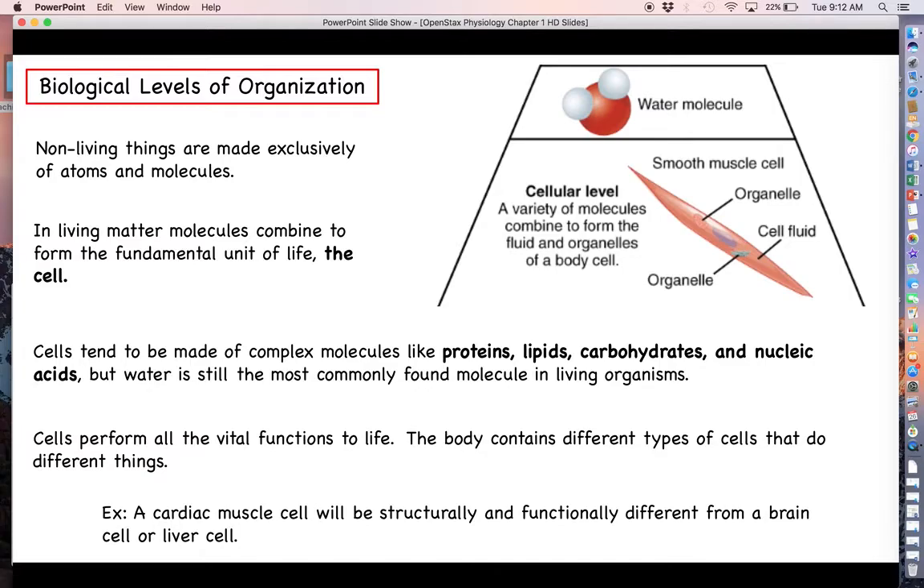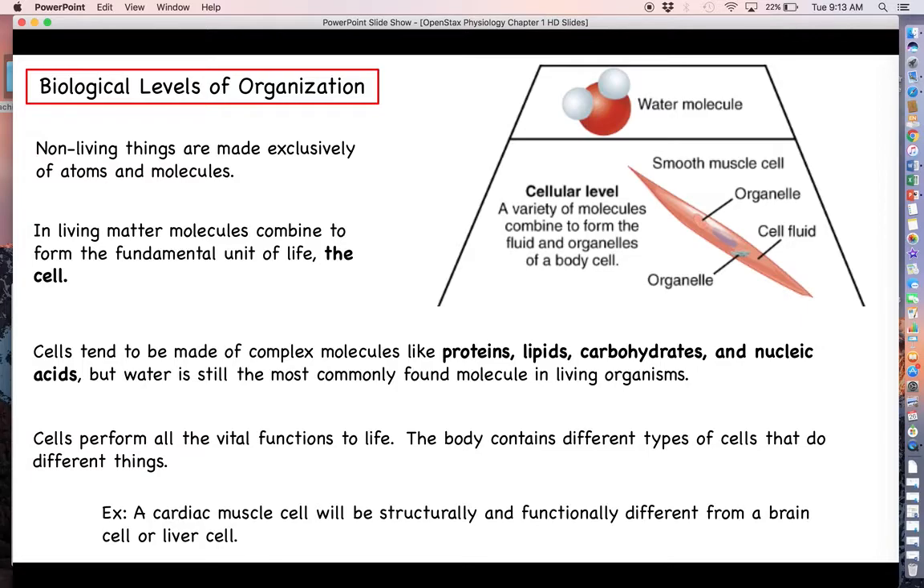So what does a cell do? Well, a cell is basically going to be responsible for all of the vital functions that are necessary for life and for homeostasis. The human body, and other bodies too, but this is a human physiology class, contains many different types of cells that are all going to do different things. So you don't want to assume that every cell is doing exactly the same sort of thing. Cells aren't just made in a cookie cutter assembly line.